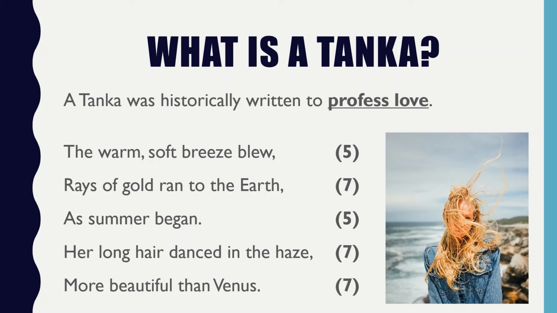Here's an example below. The warm, soft breeze blew. Rays of gold ran to the earth as summer began. Her long hair danced in the haze, more beautiful than Venus. Let's read it again while clapping the syllables. The warm, soft breeze blew. Rays of gold ran to the earth. As summer began, her long hair danced in the haze, more beautiful than Venus. It goes five syllables, seven syllables, five syllables, seven syllables, and finally seven syllables.